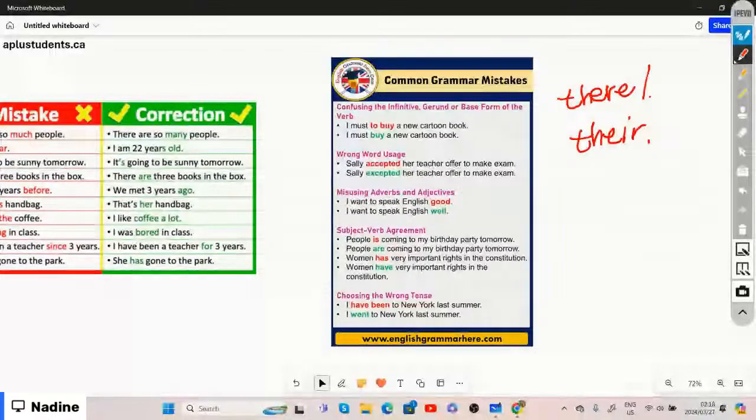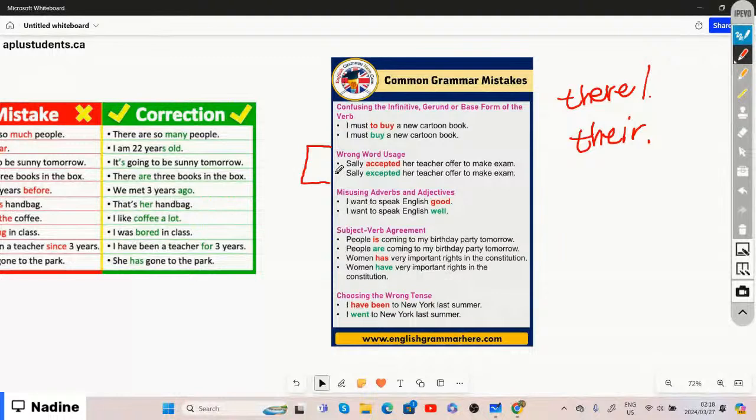If we look at the word usage, let's go to the second one. This is actually what we are talking about, the usage of the word. I'm only going to go over this that I have highlighted, or made a bracket around. It says "Sally accepted a teacher offered to make exam," or do we say "Sally accepted her teacher offered to make exam?"